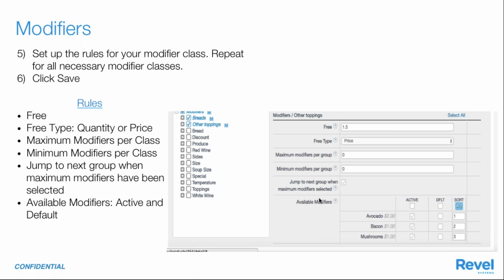Similarly, let's say I was maybe an ice cream or yogurt business, and I'm offering one free topping of any topping. Maybe all my toppings are the same price. So what I would do in the free areas, I would put in 1, and for the free type, I would put in quantity. So if a customer had gotten sprinkles as well as chocolate chips, they would actually only have to pay for 1 of those toppings.